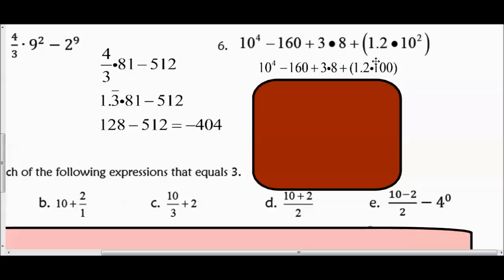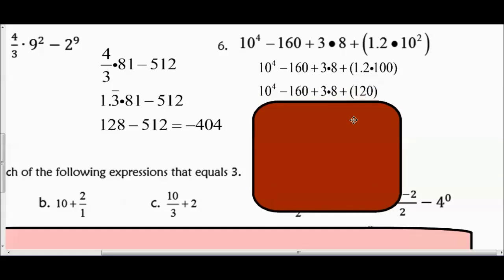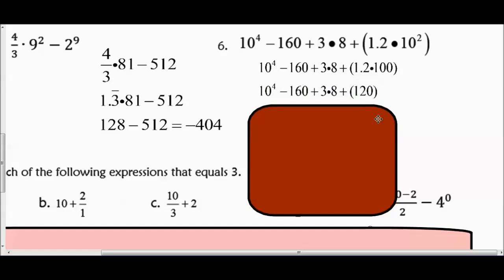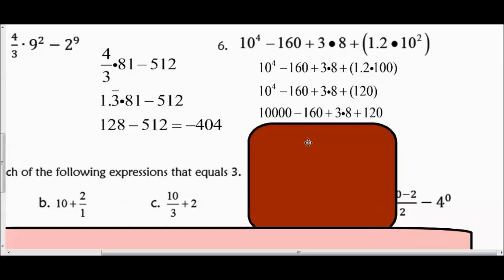We're going to finish inside the parentheses. That's multiplication. 1.2 times 100 is 120. We can't really do anything else inside the grouping symbol. We're going to add that 120 at the end. We have an exponent in the beginning. We have subtraction, addition, and multiplication here. We're going to do this exponent first. 10 times itself 4 times is 10,000.